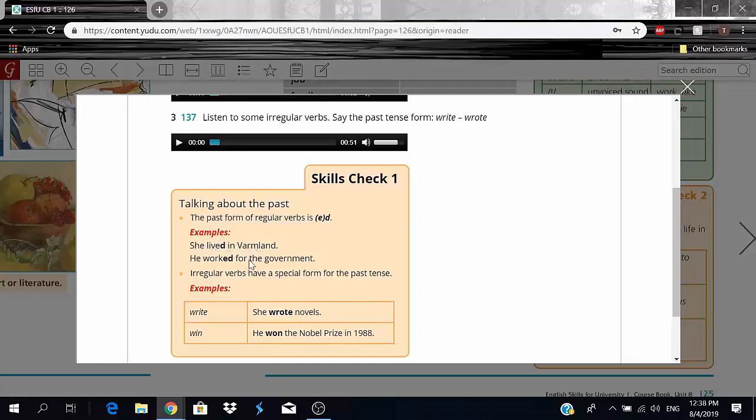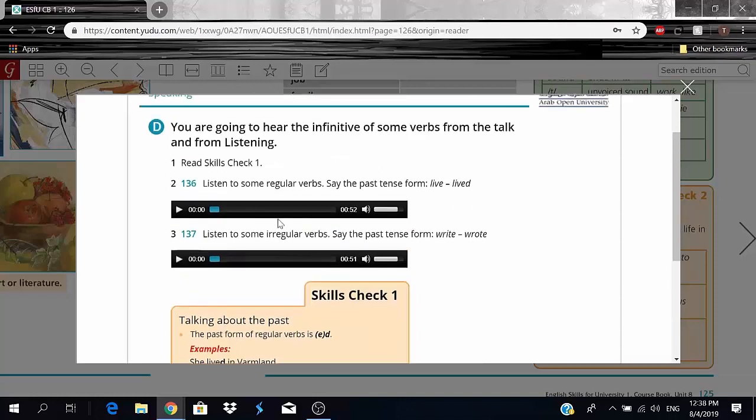He worked for the government. And for irregular verbs, we could say she wrote novels. He won the Nobel Prize in 1988. Now we're going to listen to some regular verbs, and for the first try, you and I are going to go at it. After we hear the regular verb, we are going to say the past tense together. Here we go.